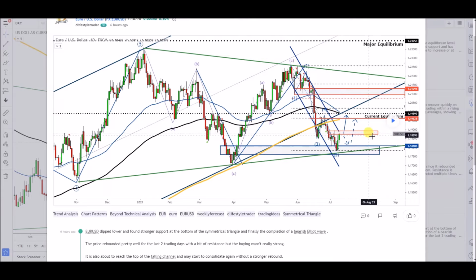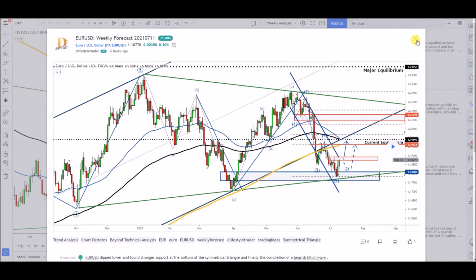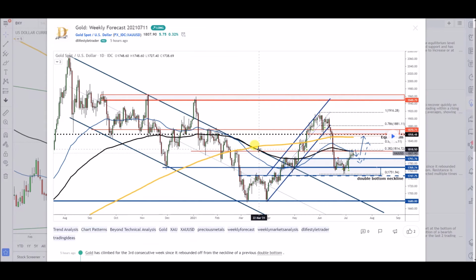Alright, so that is the trading plan for the euro against the US dollar. Alright, next we have the gold.